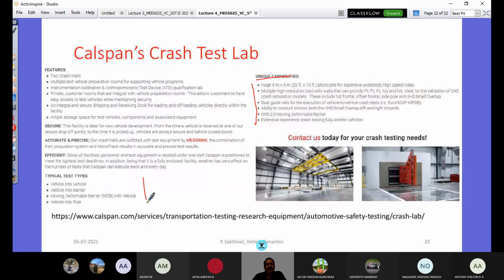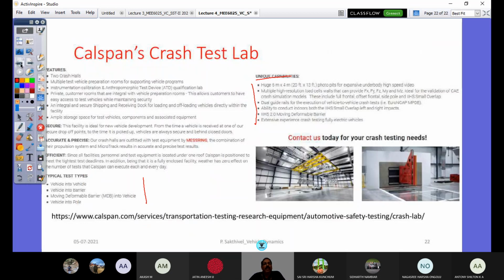And what are the different types of tests that can be done indoors? These details are there. This is one of the laboratories in the US that executes any OEM's crash testing requirement in case they do not have their own. That's called Calspan's Crash Test Lab.